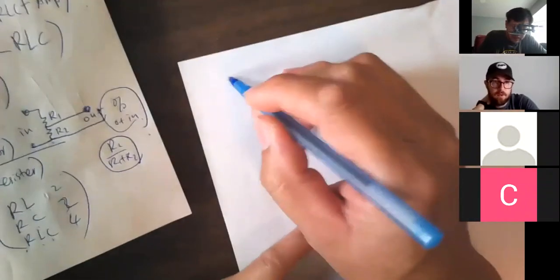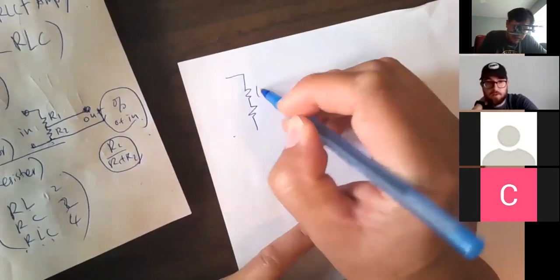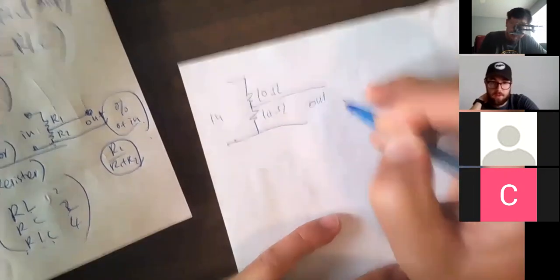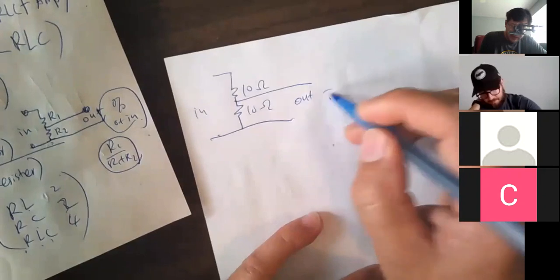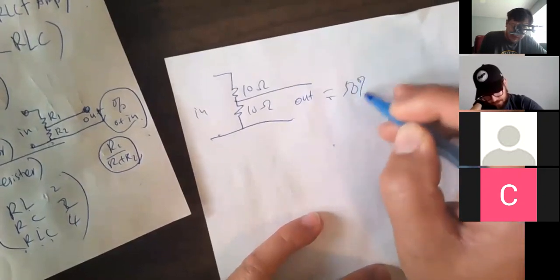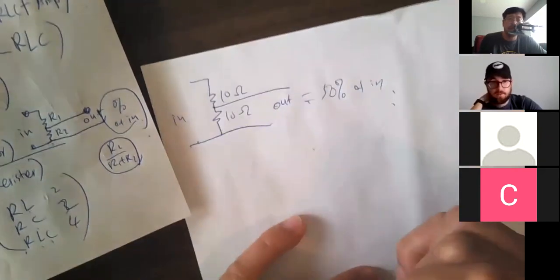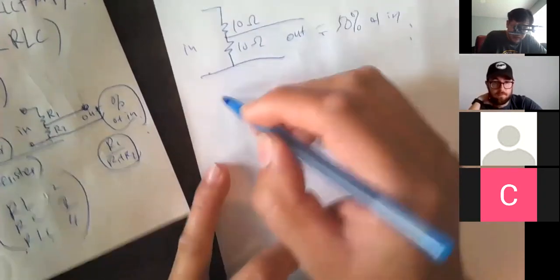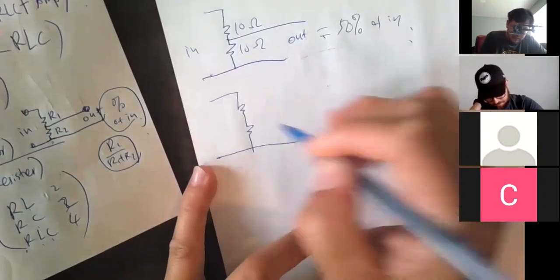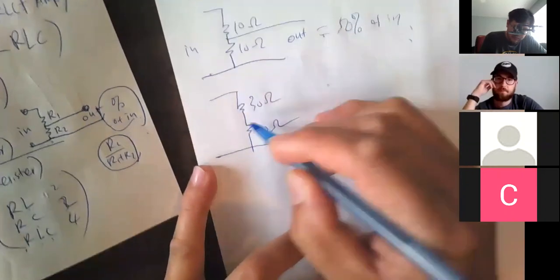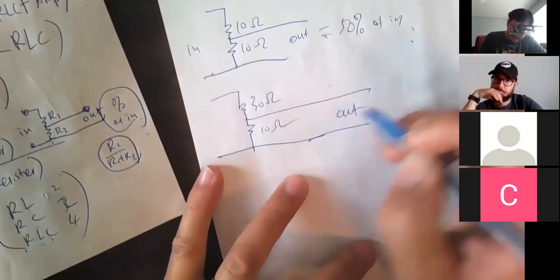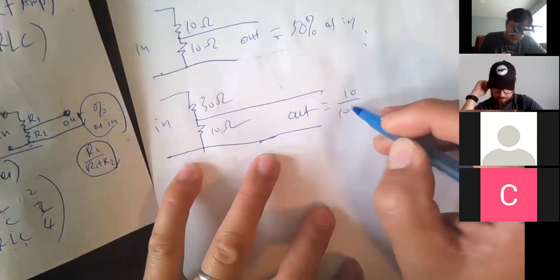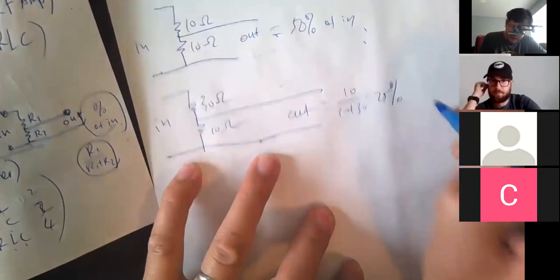So if I have a circuit, 10 ohm, 10 ohm, in and out, the output will be how many percent? 50% of in, right? Half of the input. Another circuit, 30 ohm, 10 ohm. What will be my output? Well, 10 divided by 10 plus 30 means 25%.